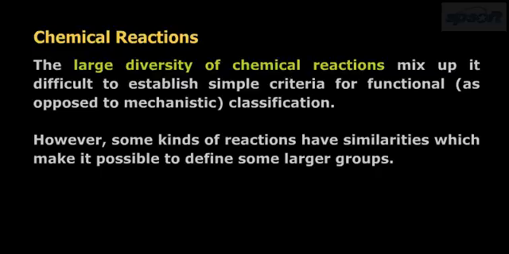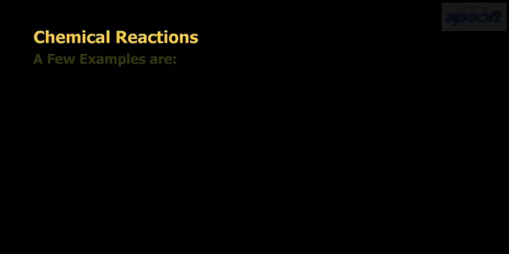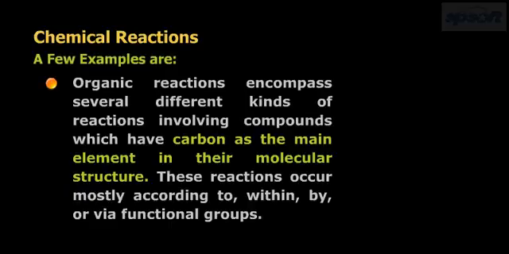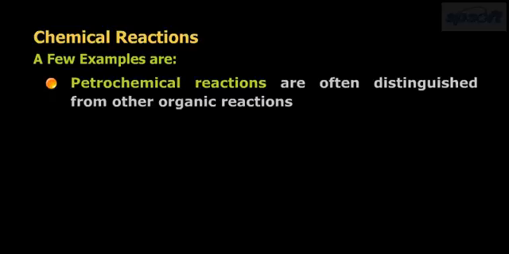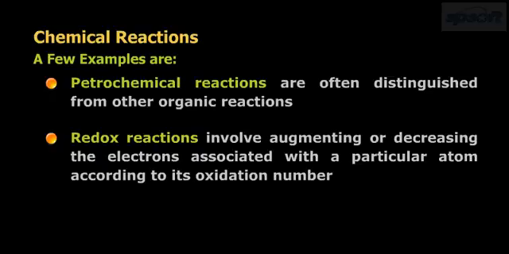A few examples are: organic reactions encompass several different kinds of reactions involving compounds which have carbon as the main element in their molecular structure. These reactions occur mostly according to, within, by, or via functional groups. Petrochemical reactions are often distinguished from other organic reactions. Redox reactions involve augmenting or decreasing the electrons associated with a particular atom according to its oxidation number. Combustion, in which a substance reacts with an oxidizing element such as oxygen gas.